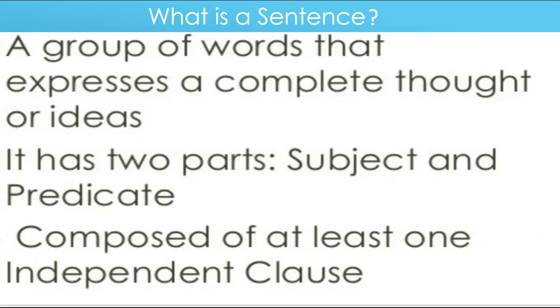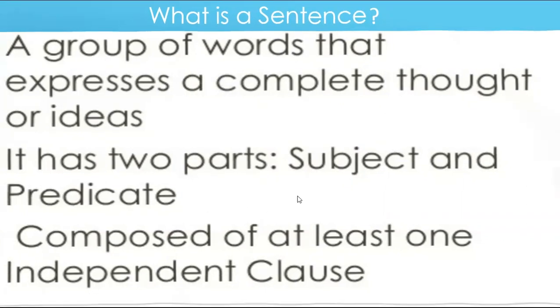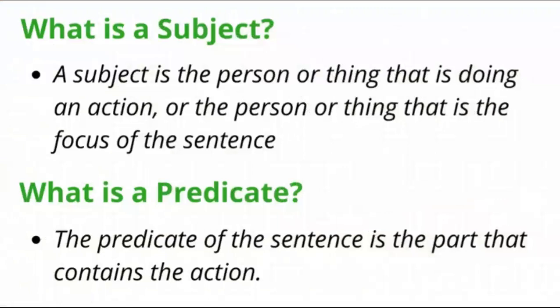Now, what is a sentence? A group of words that expresses a complete thought or idea in which there is no confusion at all. Subject is given and the rest of the part is given too. So that's subject and predicate, composed of at least one independent clause, where the subject is not depending on the next part, and the next part is not depending on the subject. So it is called an independent clause or independent sentence.